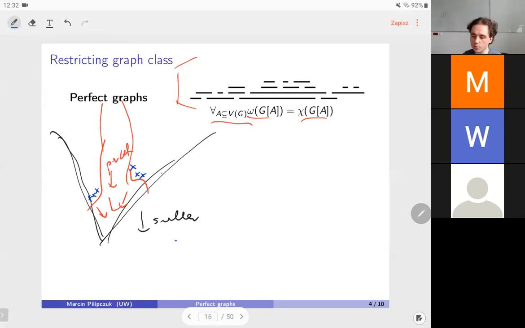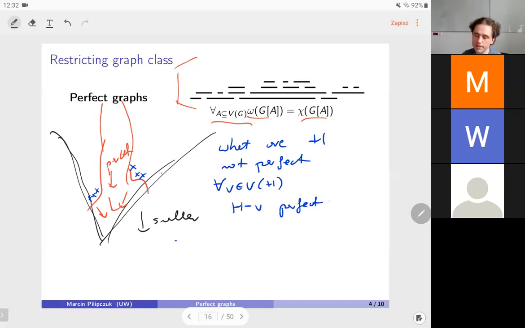Which are the graphs H that are not perfect, but whatever you delete, you are perfect. Yeah, so this is the obvious, the first philosophical question you're asking on a high level.